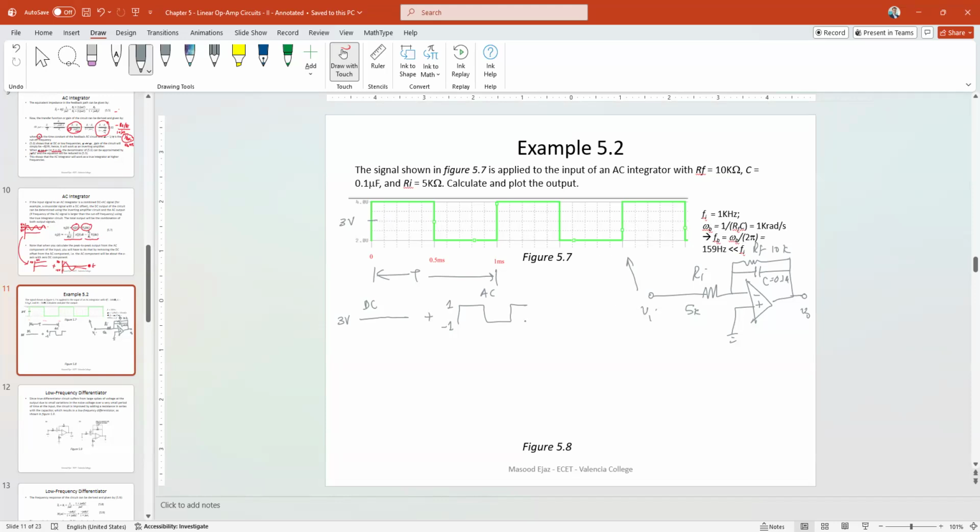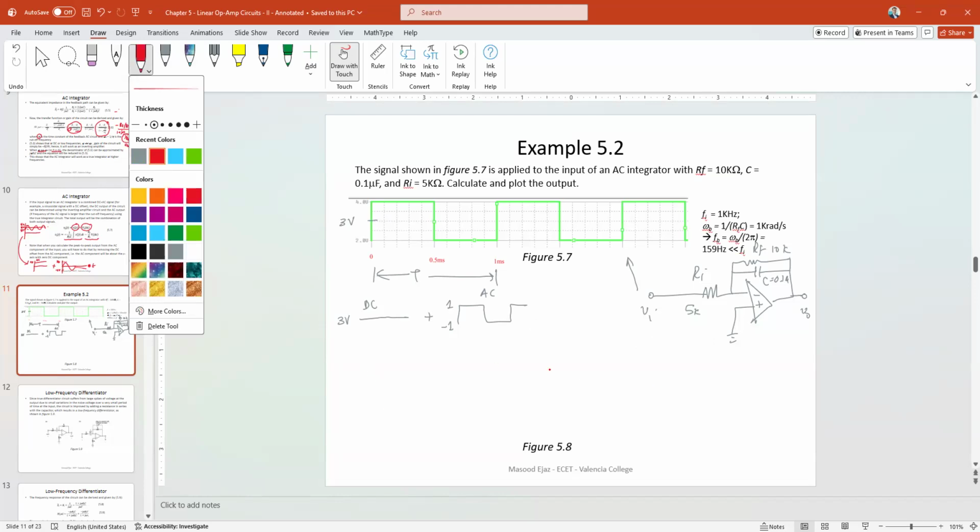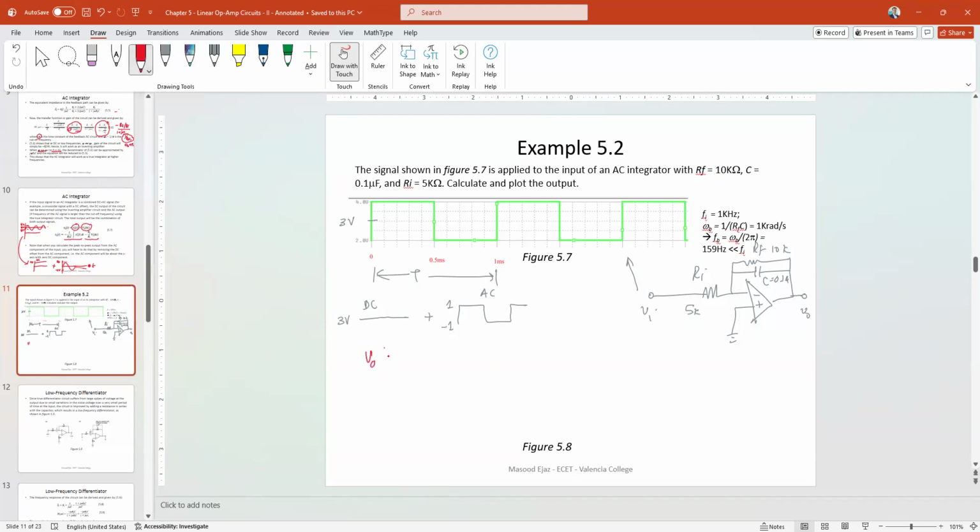Therefore, for the AC component, the circuit is going to work perfectly good as a true integrator circuit. And of course, for DC component, capacitor is going to be open circuit and it's going to work as an inverting amplifier. So let's calculate the output of this. The first, as we already discussed, V out DC is equal to negative RF over RI, V input DC, which will be RF is 10, RI is 5, so 2, negative 2 times V input DC is 3, so negative 6. So the offset at the output is negative 6 volt.